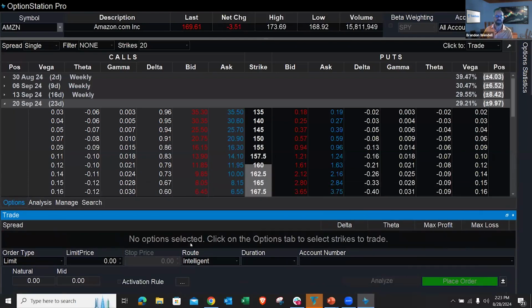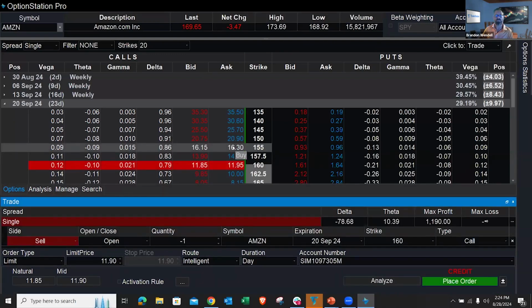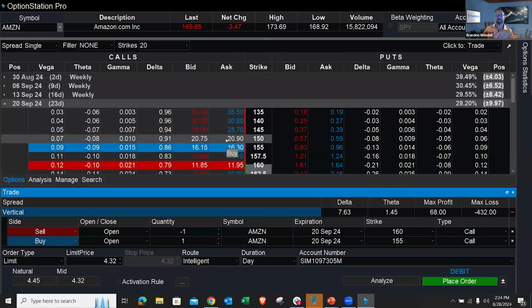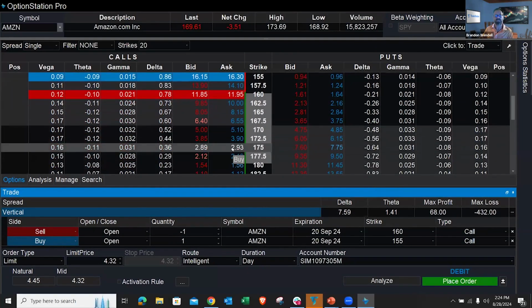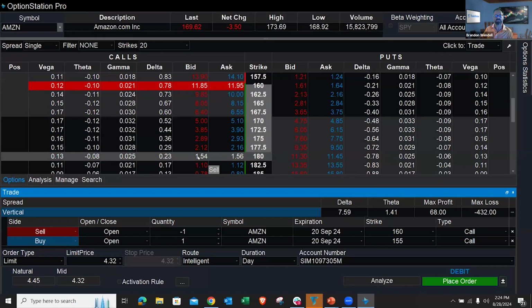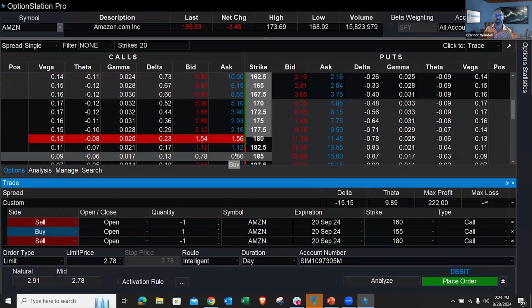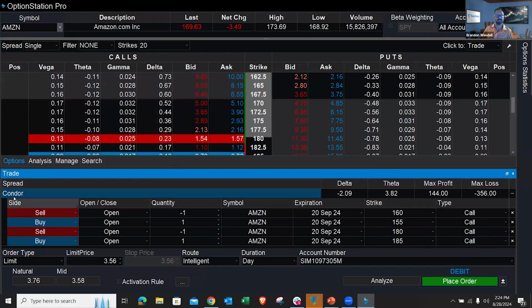There we go. And if you hold down the control key when you select either the ask or the bid, you could start building leg by leg. So let's just, right now, the price is right around 170. We'll assume that that's where we're expecting it to stay, between 160 and 180. So I can sell the 160 call, buy the 155 call. That's one side. Then I go above 170. Let's say I do 180 and I'm shorting that. And then 185. And notice it automatically recognized that as a condor. There we go.